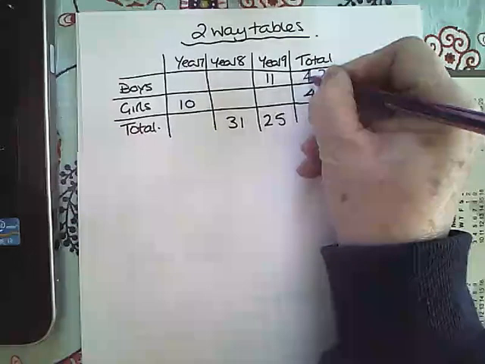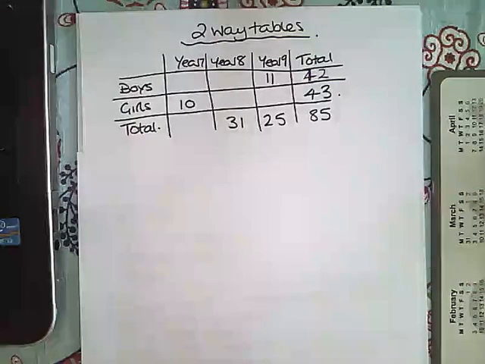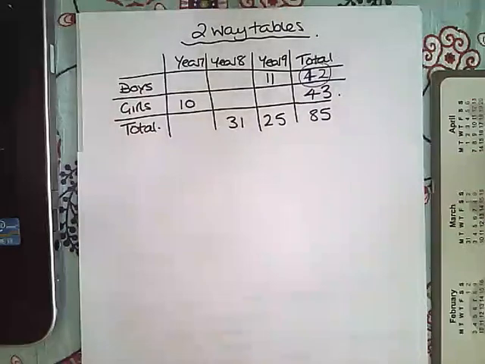I'm doing it in a different colour. I'm not so sure it comes up on this, but what I'll do is I will circle it to show where I've filled in a missing number.